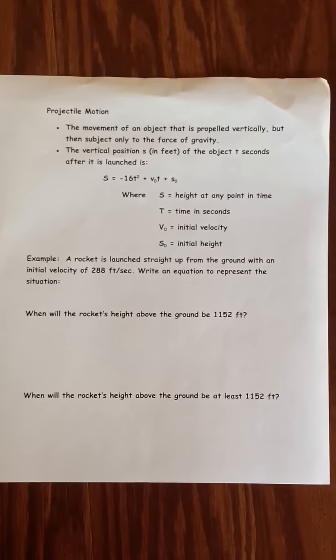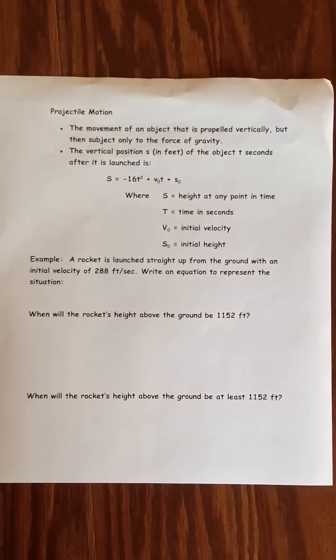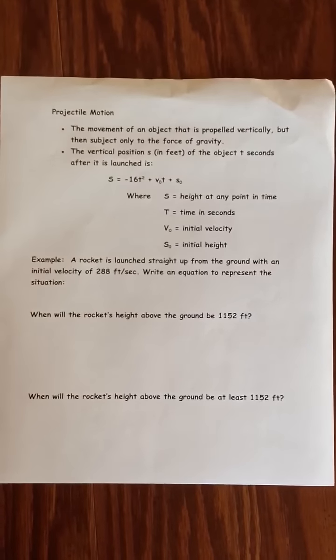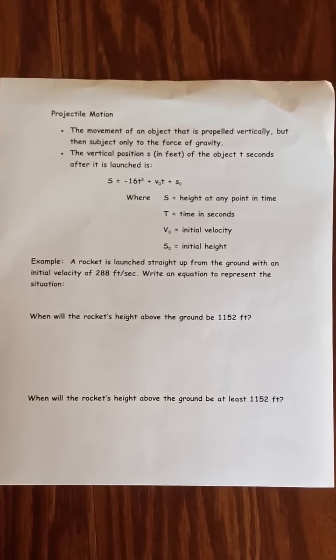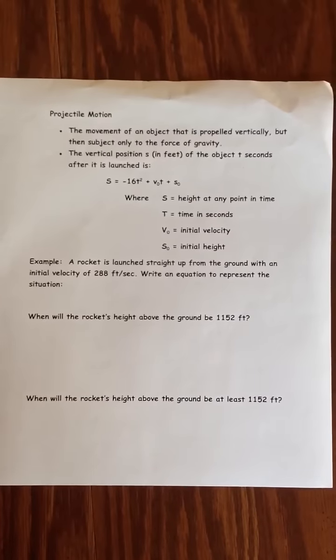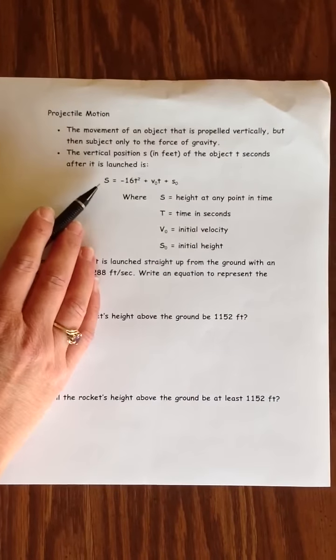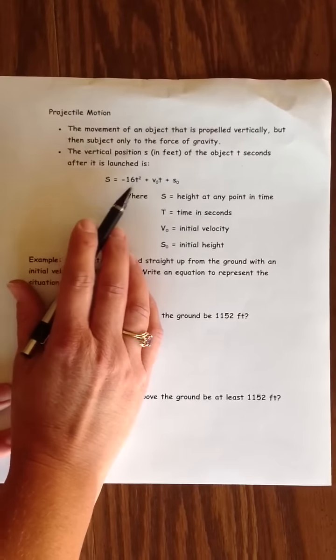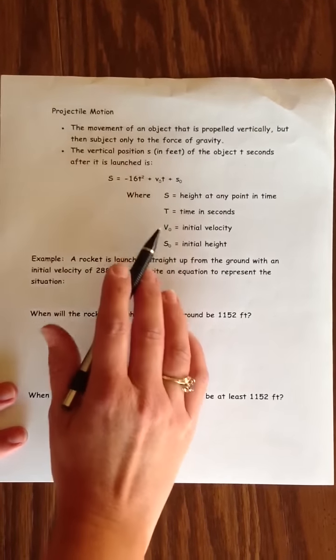In this video, we are going to look at projectile motion. It's the movement of an object that is propelled vertically, but then is subject only to the force of gravity. We have an equation that we were introduced to in advanced algebra. In advanced algebra, we used h instead of s, but the equation was the same: s = -16t² + v₀t + s₀.